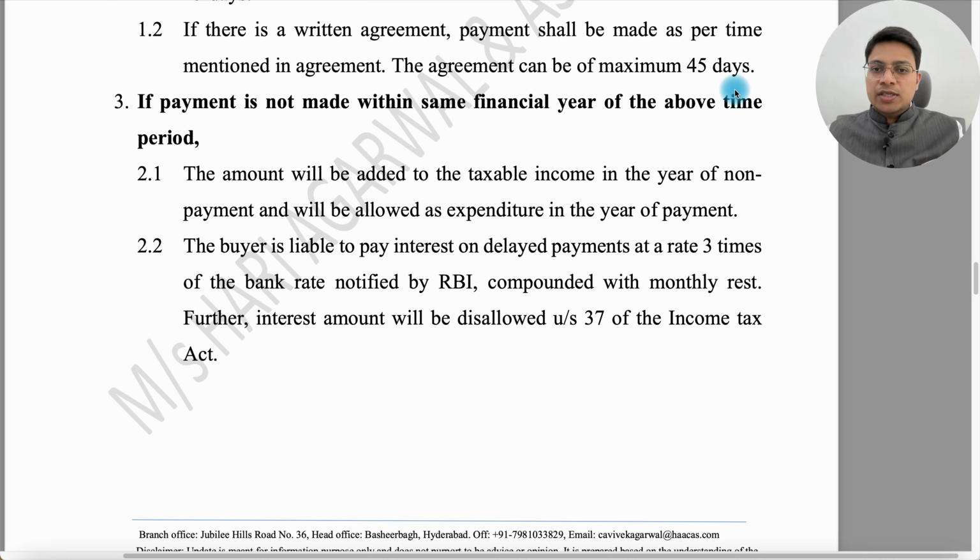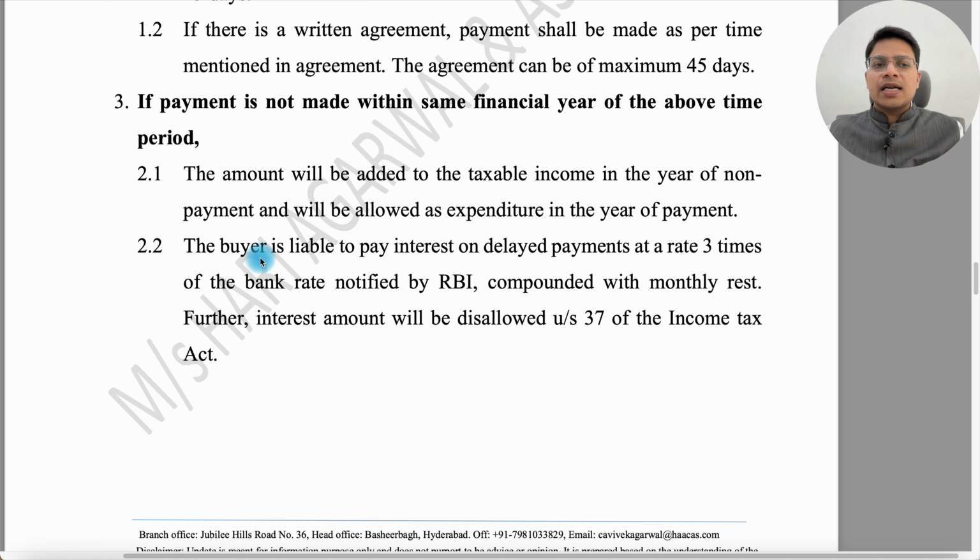So as per our discussion, the due date as per the MSMED Act was financial year 23-24. If you are not making the payment within the financial year 23-24, then this amount will be added back to the taxable income in the year of non-payment, which is financial year 23-24. So for the financial year 23-24, it will be added back. And you are making the payment when? On, let us say, 5th April 2024. It will be allowed as an expenditure in the year of payment. It will be allowed as an expenditure in the financial year 24-25.